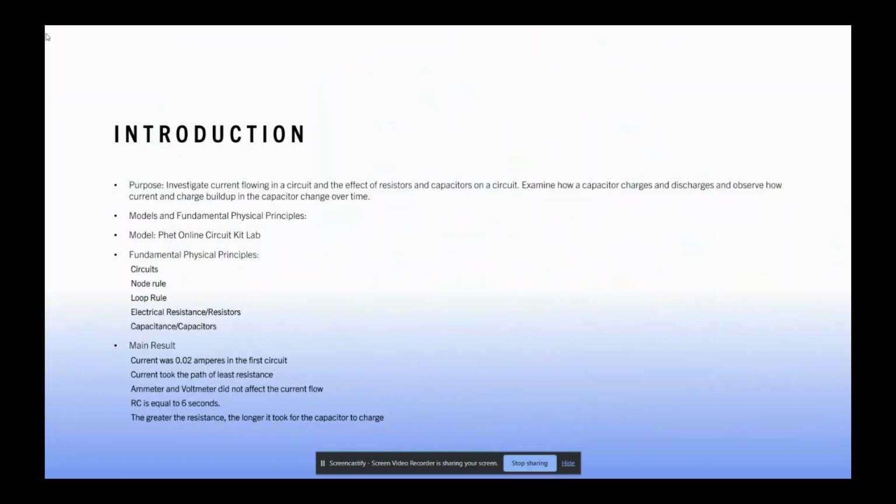Welcome to Lab 4, Circuits. The purpose of this lab was to investigate the current flowing in a circuit and the effect of resistors and capacitors on a circuit. We also examined how the capacitor charges and discharges and observed how the current and charge buildup in the capacitor change over time.